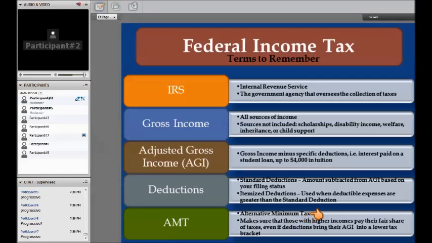Okay, AMT, that's the alternative minimum tax, and that makes sure that people with high incomes pay their fair share of taxes, even though they may have a lot of deductions that could bring their adjusted gross income down into a lower tax bracket.